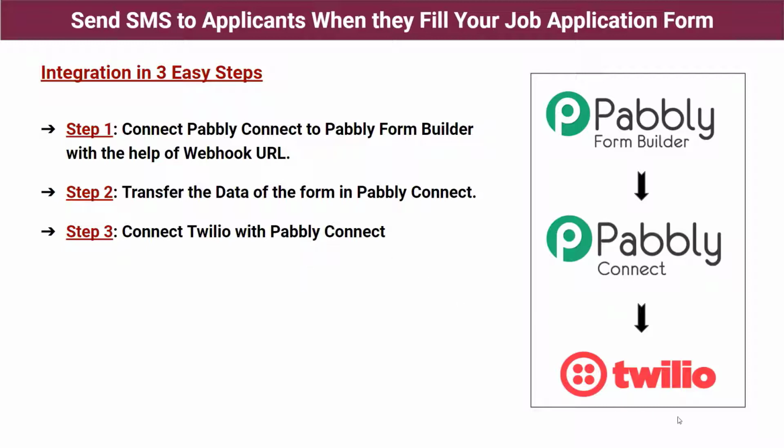Okay, now come to our final step, which is step number 3, connect Twilio with Pabbly Connect. In the final step, we have to integrate Twilio with Pabbly Connect to perform the automation. So let's read step number 1, and one by one, let me tell you the process practically on my screen. Step number 1 says, again, connect Pabbly Connect to Pabbly Form Builder with the help of the webhook URL. Now let's start the process.